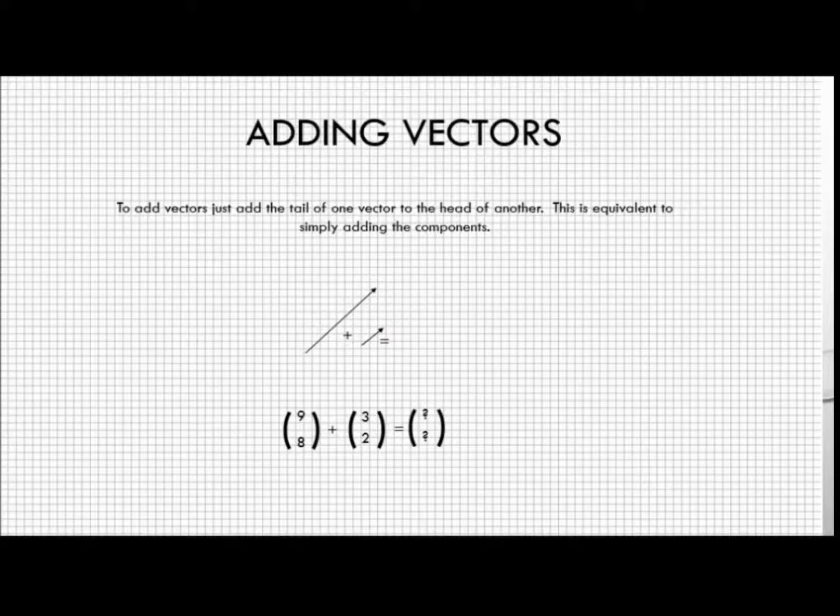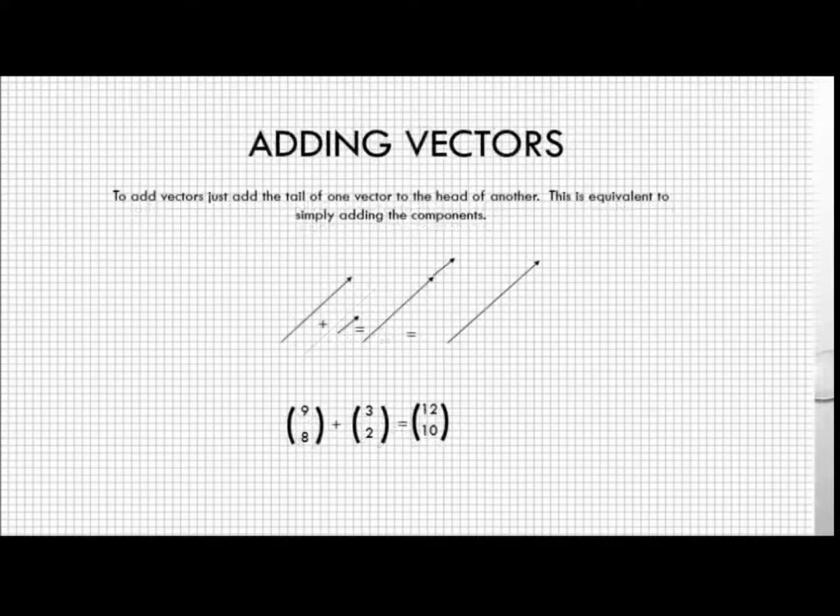Okay, let's try another example. Why don't you have a look at this one, pause the video, when you're ready for the answer, just press play. Again, to add the arrows, we just stick the tail of one arrow on the head of the other. And when we're adding the components, 9 plus 3 is 12, and 8 plus 2 is 10.